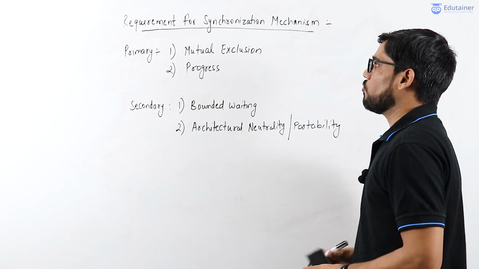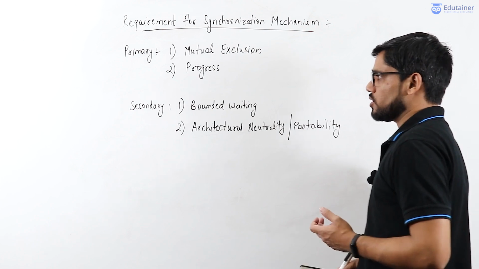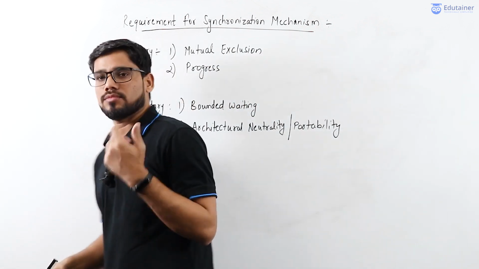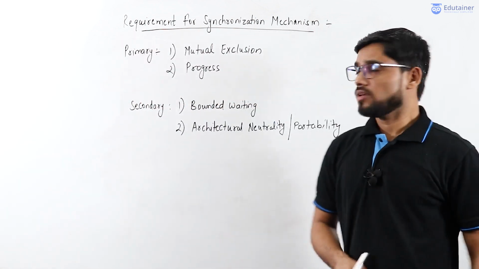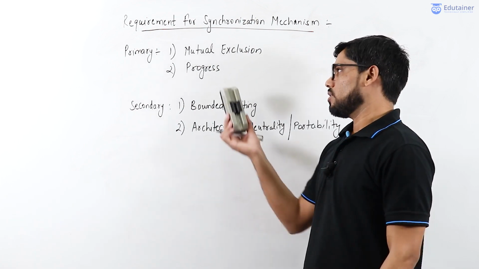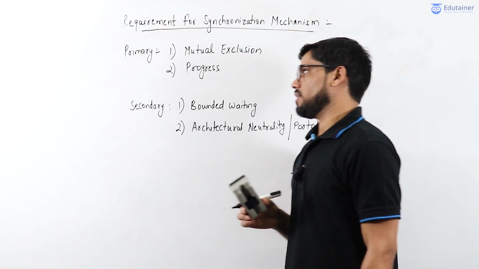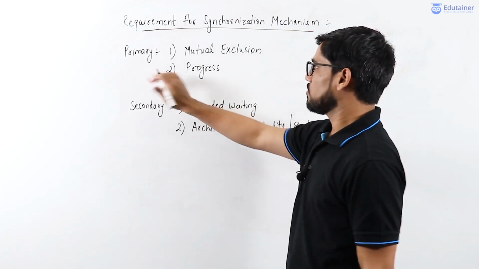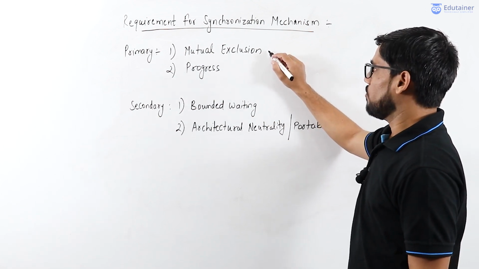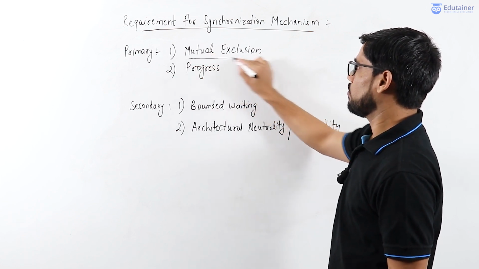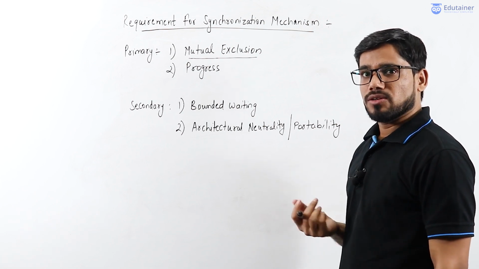So there are four requirements for a synchronization mechanism technique. Any of the solutions provided by various other researchers will follow these four requirements. The primary requirement is, first, that all the synchronization mechanism techniques or solutions provided follow the mutual exclusion property. Mutual exclusion says at any time only one process can enter the critical section.